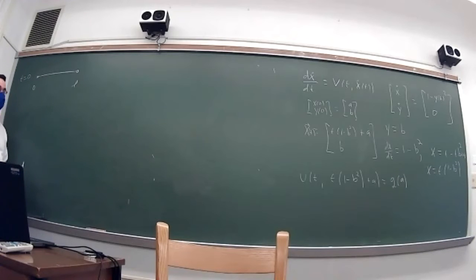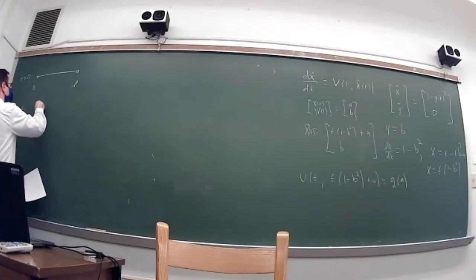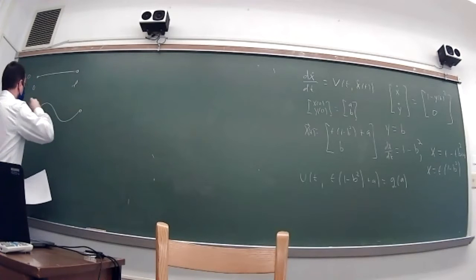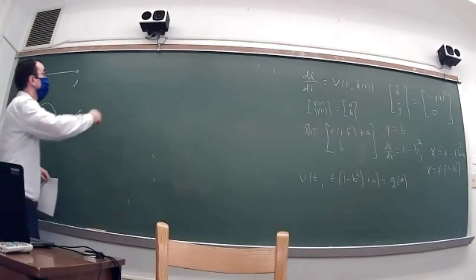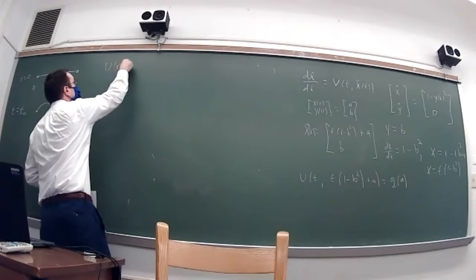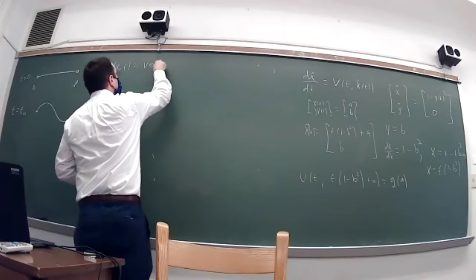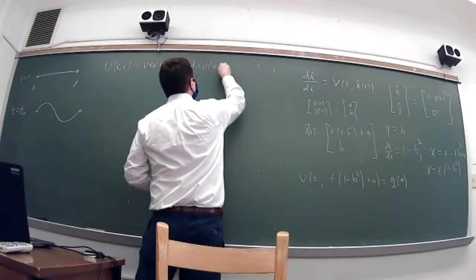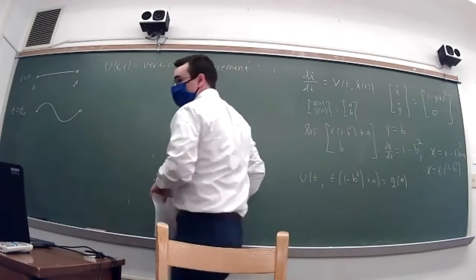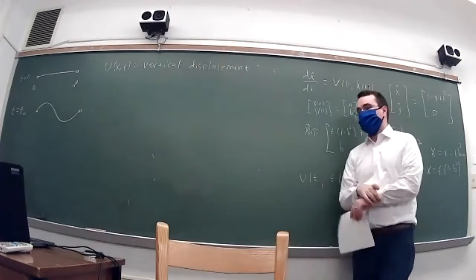And so maybe it's at rest at time equals 0, and then at a later time I pluck the string and it starts vibrating. And so I've drawn sort of a little picture of what a vibration might look like. And so in this case, u(x,t) is equal to the vertical displacement of the string.